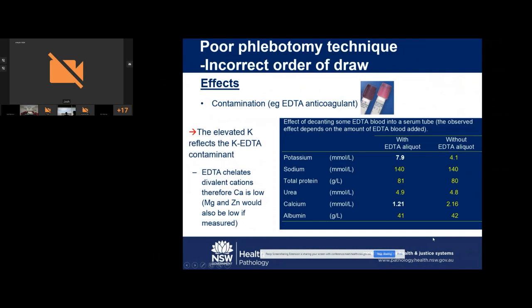So the elevated potassium, this reflects potassium EDTA contaminant. And the EDTA works by chelating calcium. So we can see that's also been falsely lowered.